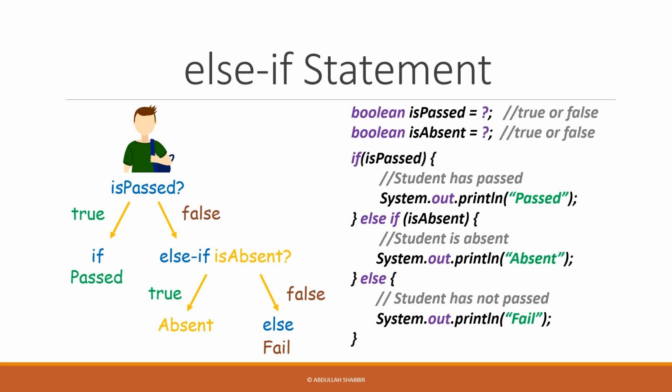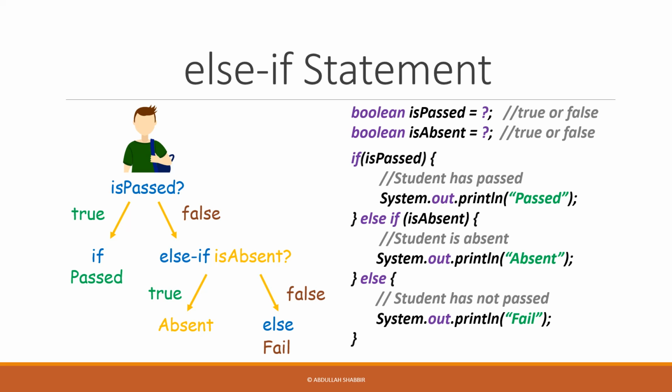And now we have three decision pathways we can take. One, if the student is passed, this prints out passed. Two, otherwise, if the student is not passed but is absent, this will print out absent. And three, if none of these conditions are met, it will print out fail. So let's try this out.